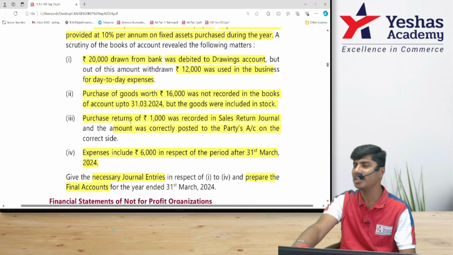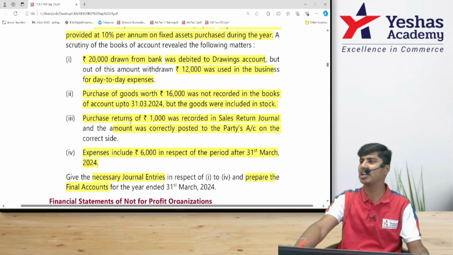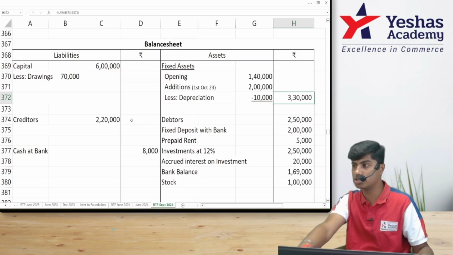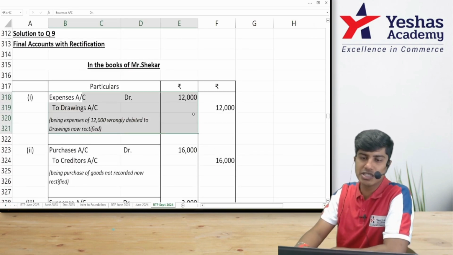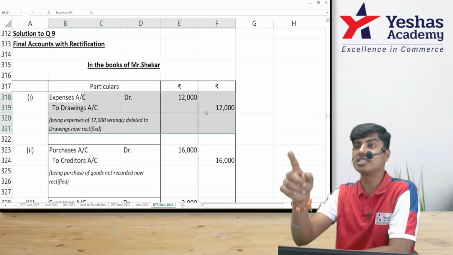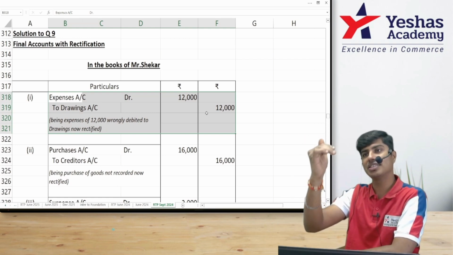We've written the journal entries. Give the impact of those journal entries and close your trading, P&L and balance sheet. Final accounts is done. Shall we close? First come to the journal entry. First journal entry. What has happened? Expense account debit to drawings. Expense is debited, expense is increasing. Drawings is credited, drawings is decreasing.